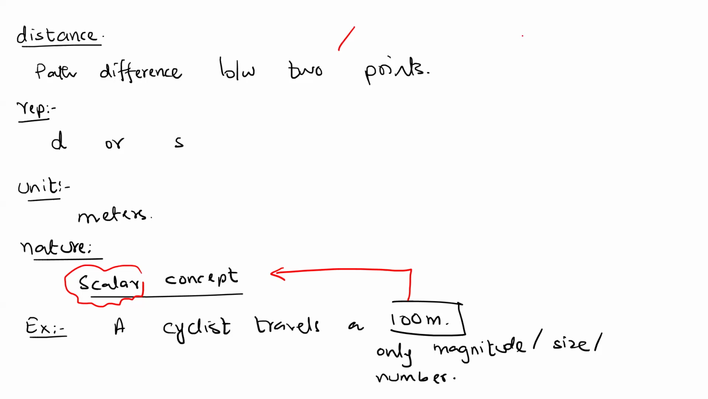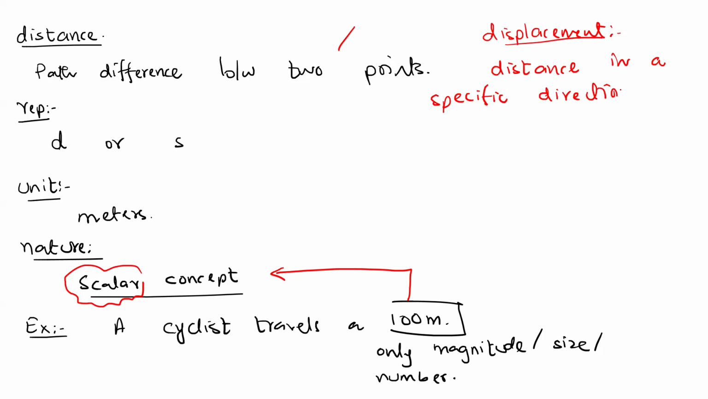Then with this we can have basically displacement. That's a vector. And the best possible definition is it is distance in a specific direction. Sometimes it is also referred to as shortest possible distance, but that may not always be true because we can have longer distances in a specific direction that will still mean displacement. Representation is the same as D or S, and unit is still meters.